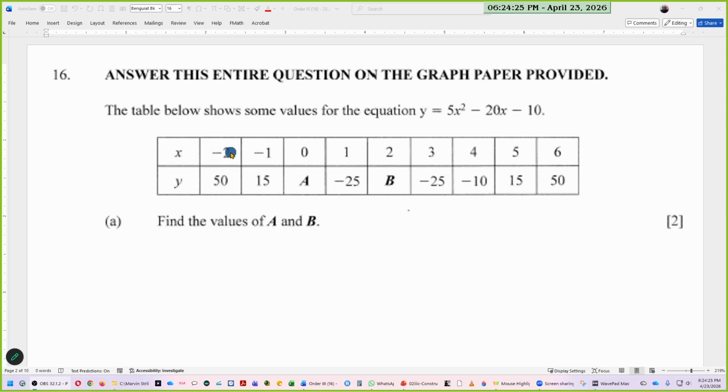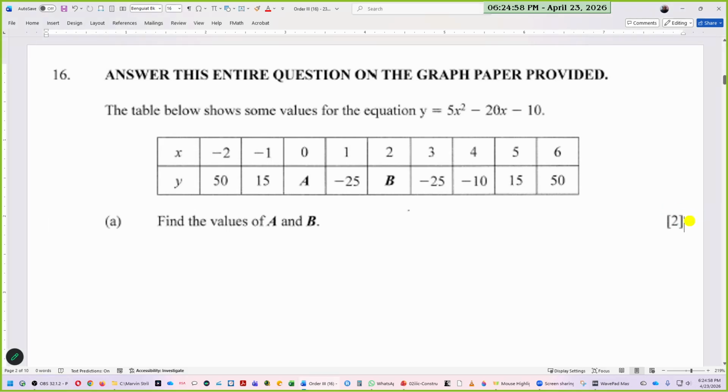We are given a number of values for this equation. So notice we go from -2, -1, 0, 1, 2, 3, 4, 5, 6. So the x value is increasing by 1. So if we were to substitute these values into this equation, we'll get 50, 15. It doesn't show you what 0 is, and it doesn't show you what 2 is. So we have to actually go in and find these values. So it says find the values.